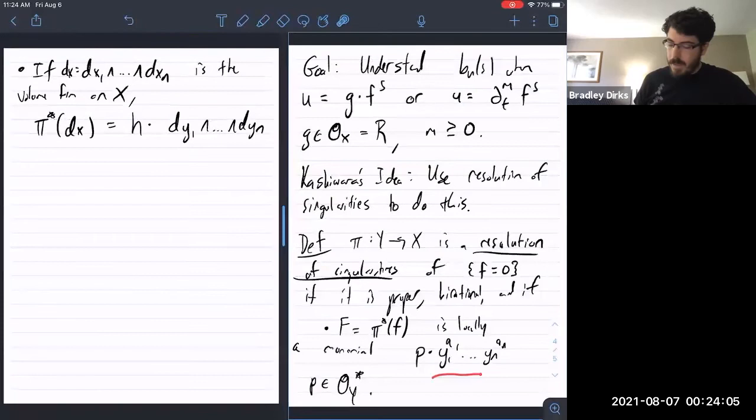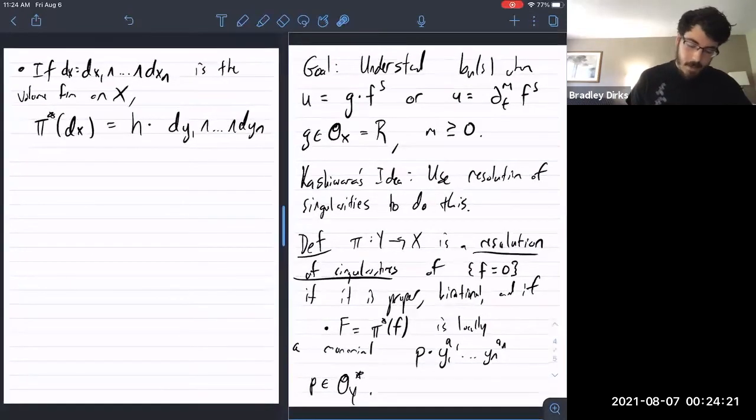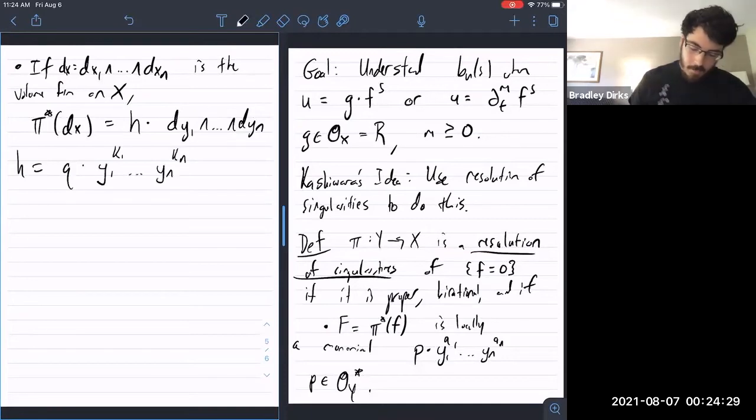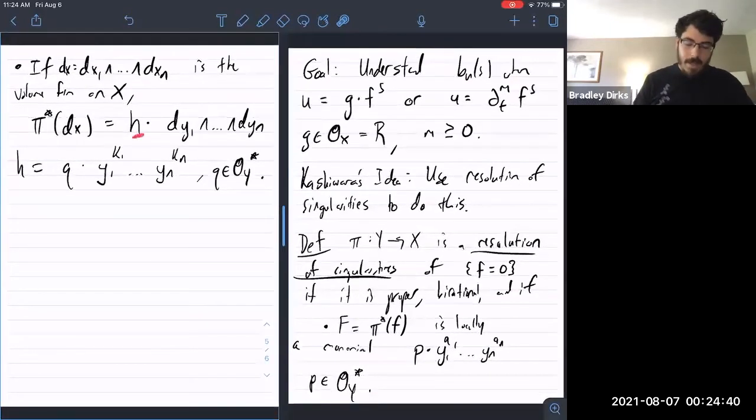So when I said monomial, I mean we have coordinates in this coordinate system, and we can express this pullback as a monomial times a unit. So in that same coordinate system, we pull back the volume form and we write it in terms of those coordinates. And there's this coefficient here, h, where h is a unit times some other monomial. So q is a unit on y. So not only do we monomialize f, but we also want to monomialize this thing, which is called the relative canonical divisor.